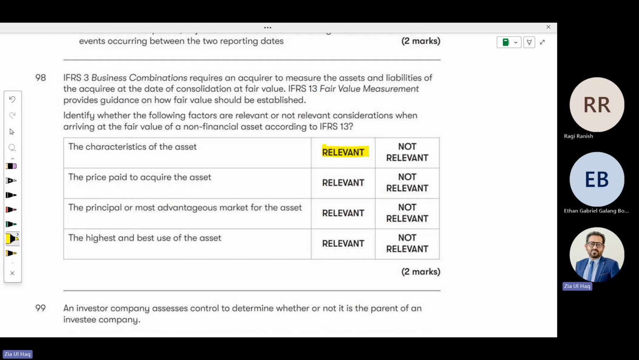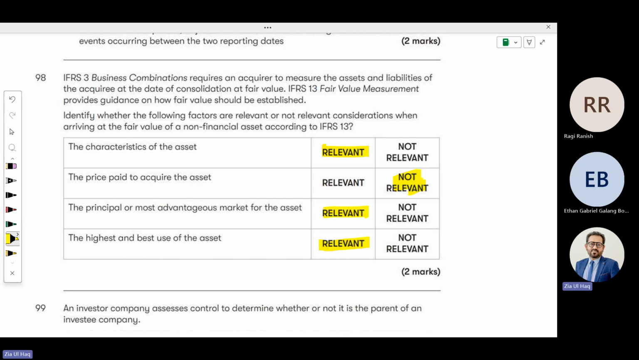The price paid to acquire the asset. No. Non-financial asset is like property, plant, and equipment, non-current assets. The price paid to acquire the asset is not a relevant factor. The principal or most advantageous market for the asset, meaning how much advantage that asset provides, is a factor for calculating fair value. The highest and best use of the asset: obviously if the asset is used for providing more benefit, that will be considered as a factor.